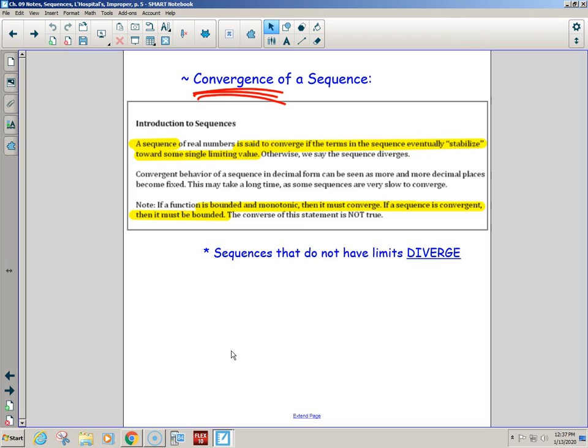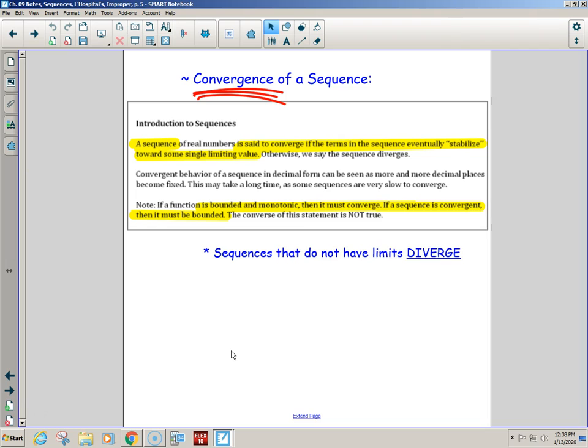Convergent behavior of a sequence in decimal form can be seen as more and more decimal places become fixed. Sometimes this takes a long time. As you're going to infinity, as you're plugging in 10, then 100, then 1,000, then a million, if you see the decimal places start to become fixed, and yes, there is some variation, but certain decimal places are sticking around, you can also see convergence that way.